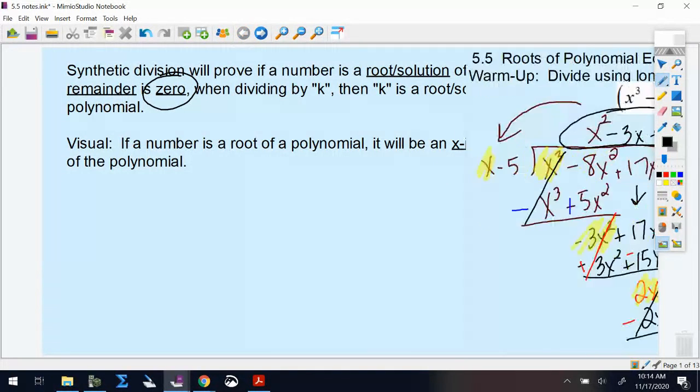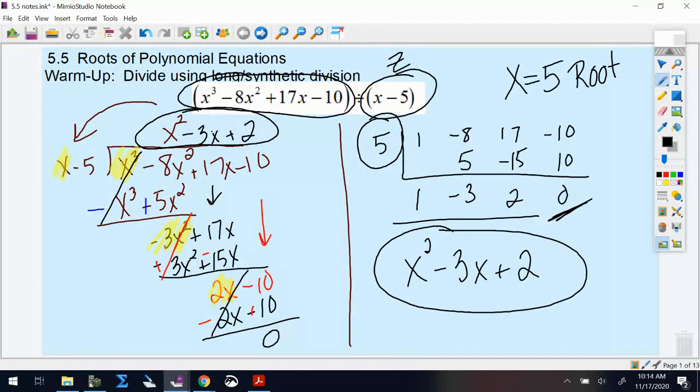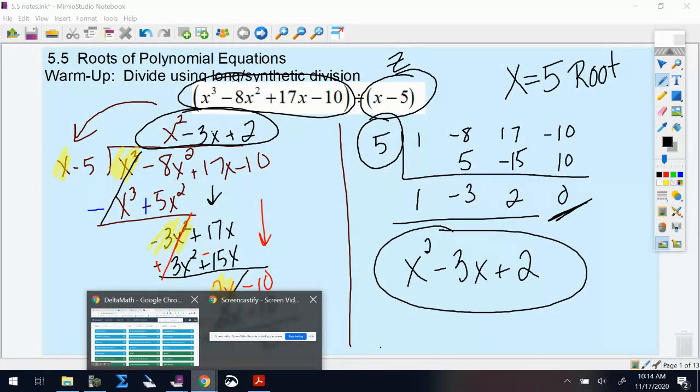So if you go back to this one we just did, since we said that 5 was the 0, and we did this process, we got a remainder of 0, that tells me that x equals 5 is a root or a solution or an x-intercept, they all mean the same thing, of this polynomial. So if I were to graph that polynomial, I would see that it would cross the x-axis at 5. So that's kind of where we're headed. And we're going to be using the synthetic division entirely in this section to be able to prove solutions and to be able to find solutions. So that just gives you a little preview of coming attractions of what this 5.5 is going to be all about.